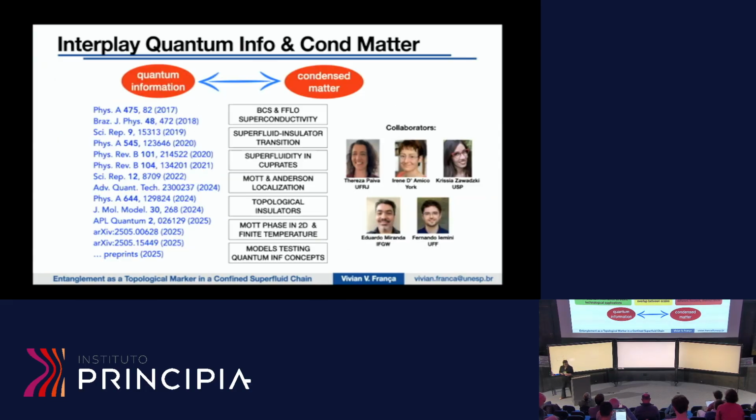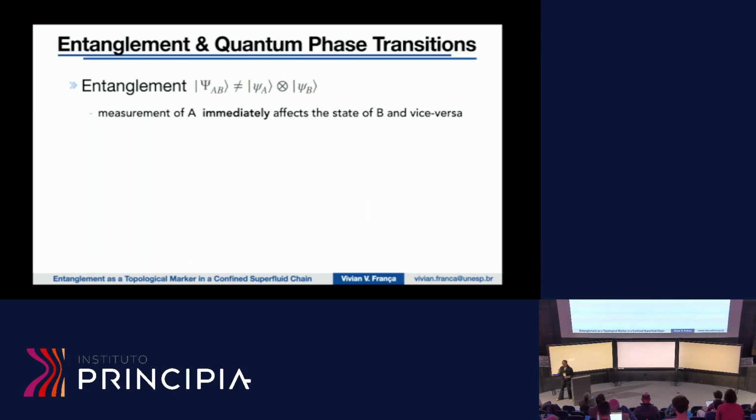And well, I've been working on this playground for a while already, since 2017, with a couple of collaborators. The idea here is that I will focus on the topological aspect, but first, let's imagine what we have when we are talking about entanglement to quantify and analyze these quantum phase transitions. So in a very general way, one can define entanglement like that.